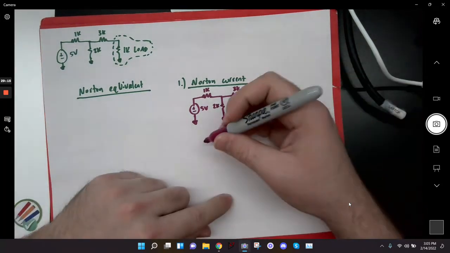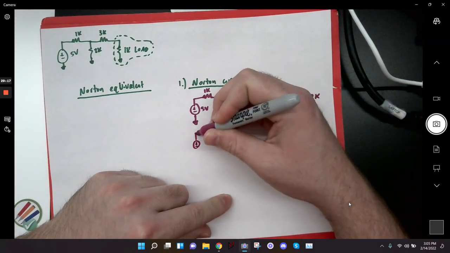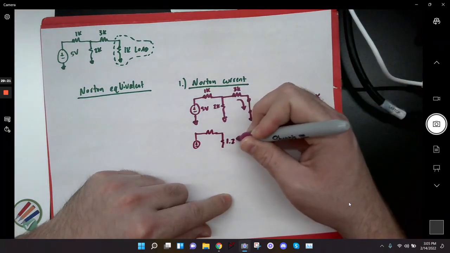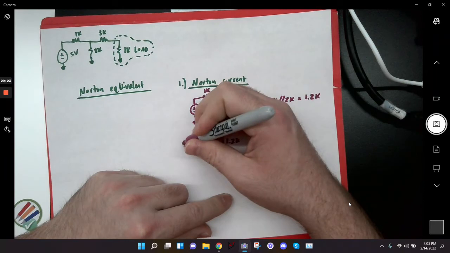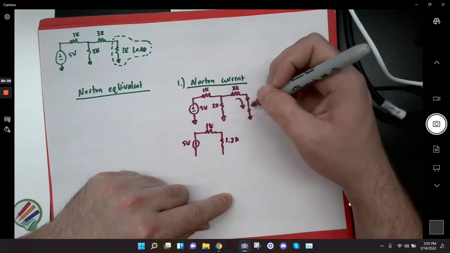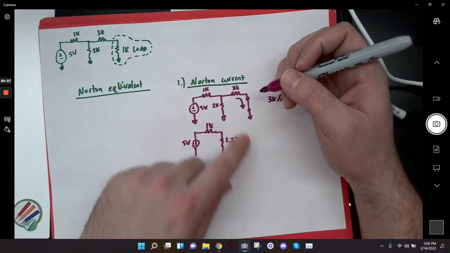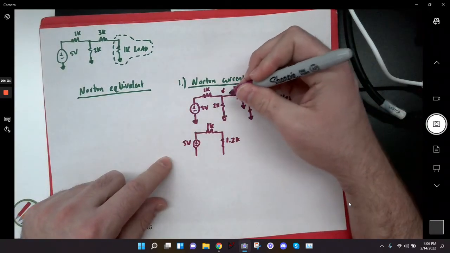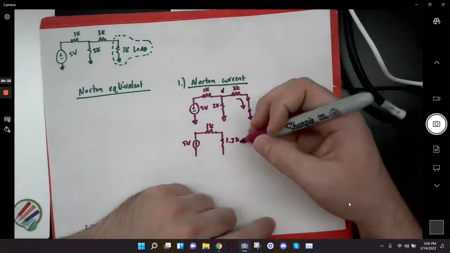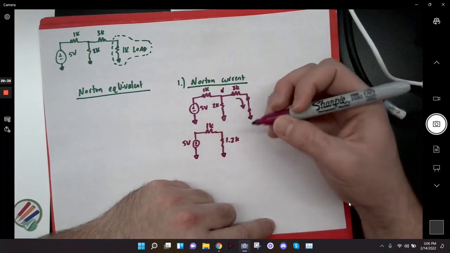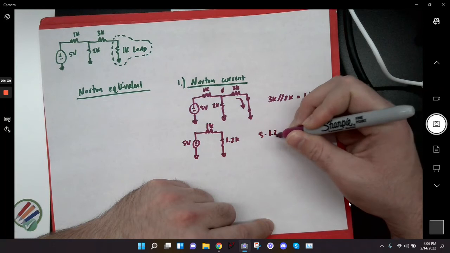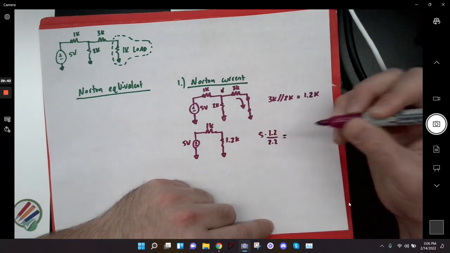All right, so now what we're left with basically is a 1K and a 1.2K. And what we're trying to do is find the current that was flowing through this 3K. And we first need to find what this voltage would have been in order to find out what that 3K was. So I guess this is just 5 times 1.2 over 2.2, whatever that is.